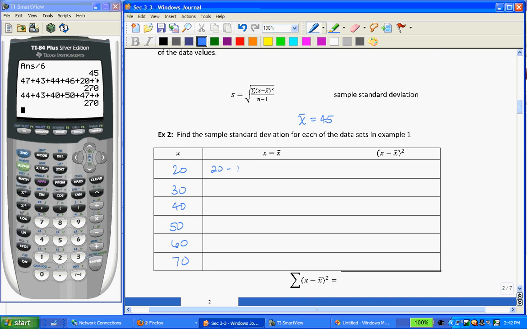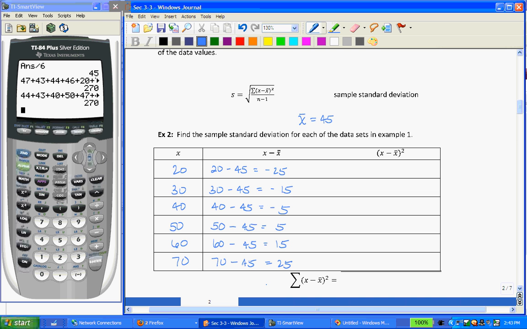So we'll say 20 minus 45, and that's going to be negative 25. 30 minus 45 would be negative 15. 40 minus 45 would be negative 5. 50 minus 45 is just 5. 60 minus 45 would be 15. And 70 minus 45 would be 25.